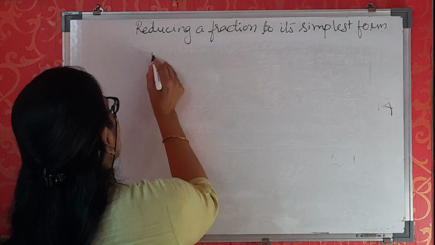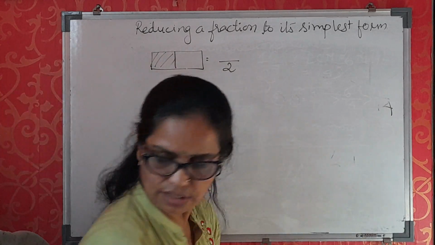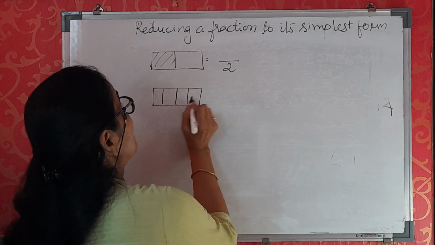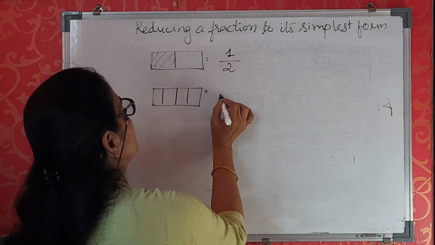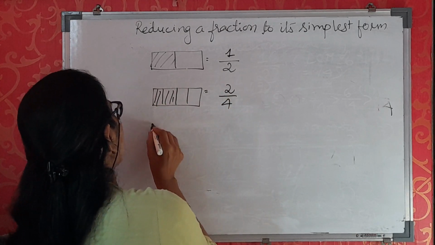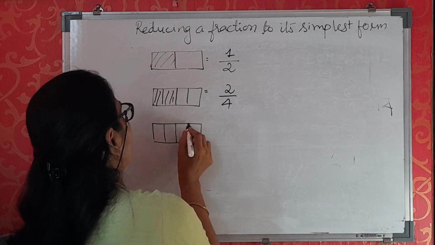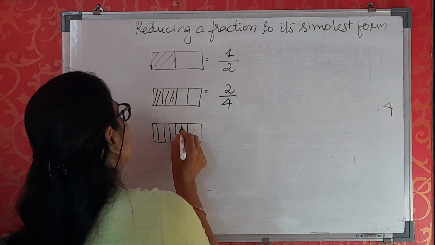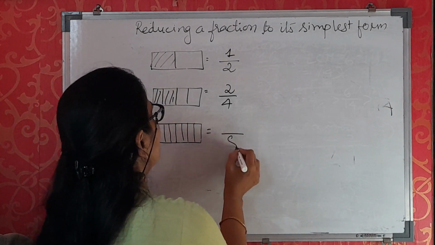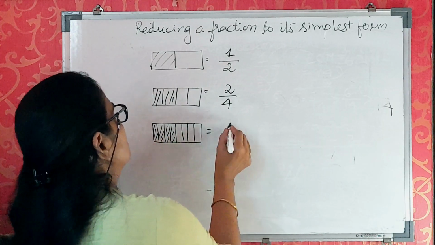Now suppose I have one chocolate. I made two parts. I am shading one part. Now here, the same size of chocolate, I am making four equal parts. Here one I have shaded and here I am shading two. Same size of chocolate, now I am making 8 equal parts, but the size of the chocolate is same. So 8 equal parts and I am shading 4. Any 4 I can shade.